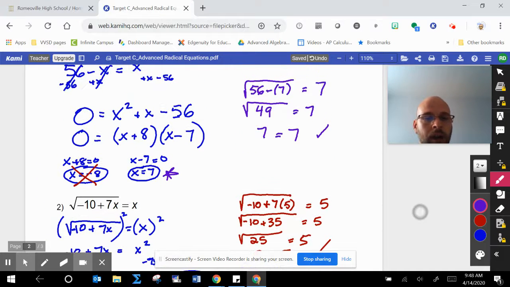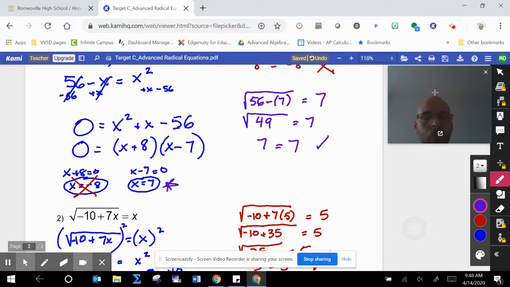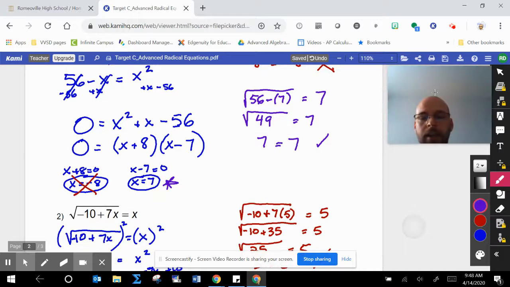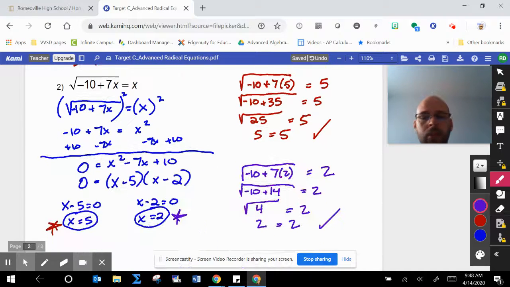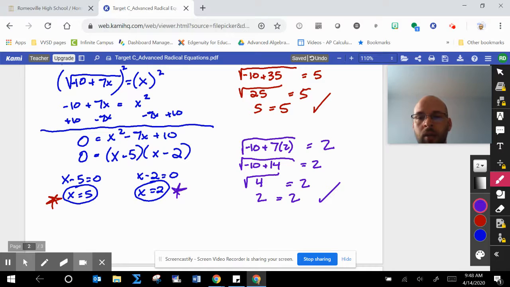Where in the original problem, I only had 1, right? There was 1 extraneous, that was no good. And then I had 1 real solution. Right? So the extraneous solutions we cross off, we don't count those.